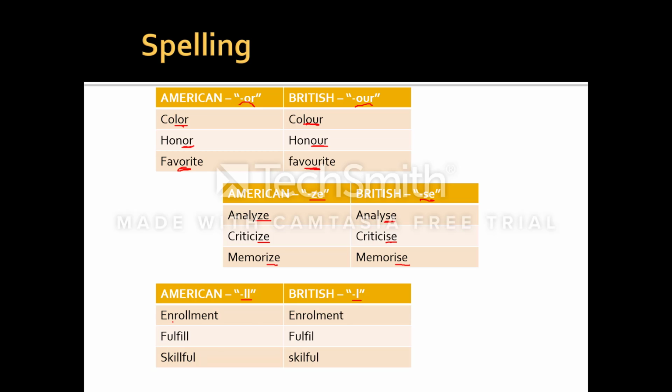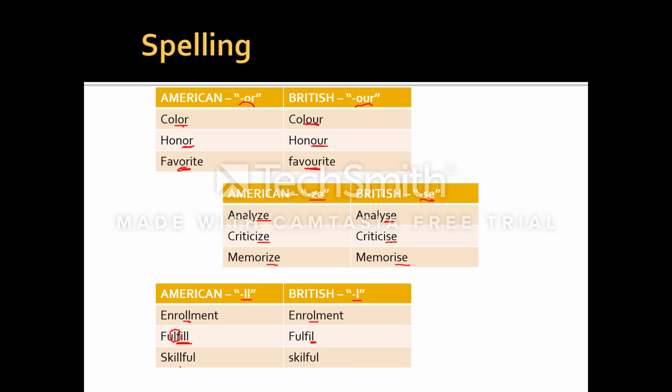So, let's go on to the examples. Enrollment. ENROLL, see here? Double L, MENT. But in British English, ENROL, MENT. For fulfill, FULFILL. You can see the double L over here. In American English, the double L comes here. In British English, FULFIL, only one L comes.